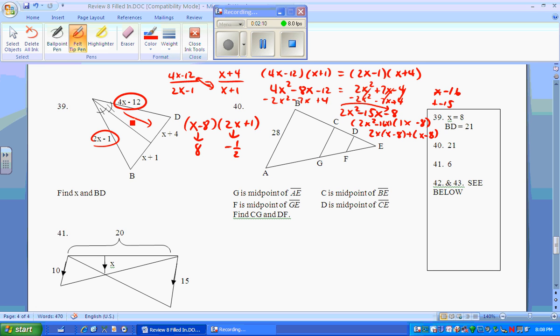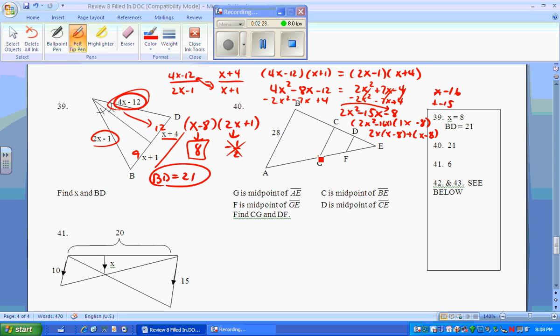And negative 1/2 doesn't work in this spot up here. So 8 is the only value that works. They want BD, so when you plug in 8 here, this gives you an answer of 12 and 9. So BD ends up equaling 21.